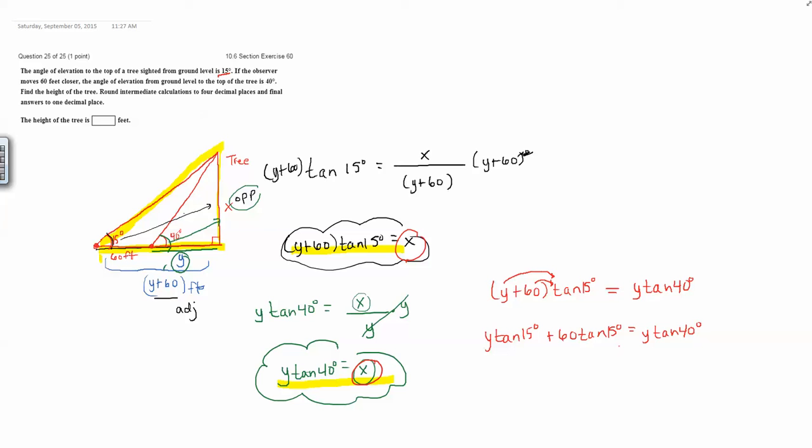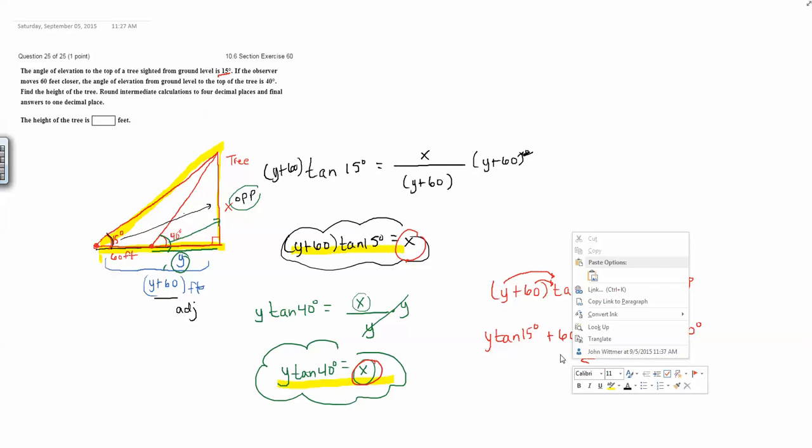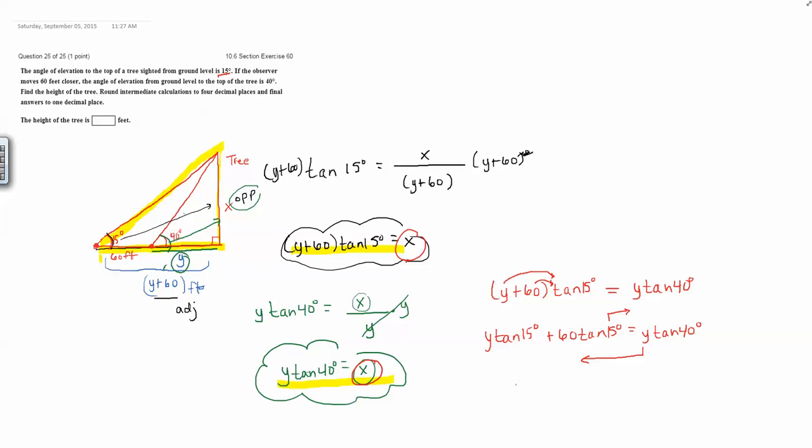And at this point you have one variable y in the equation, so let's get our letters together on the left and let's move this 60 tangent 15 to the right since it doesn't have a variable. So I have y tangent of 15 degrees, just bring that down, and you're going to subtract this y tangent 40 over here because it was positive. And in the same step we're going to subtract, so get negative 60 tangent of 15 degrees here. Our goal here is to try to solve for our letter y.